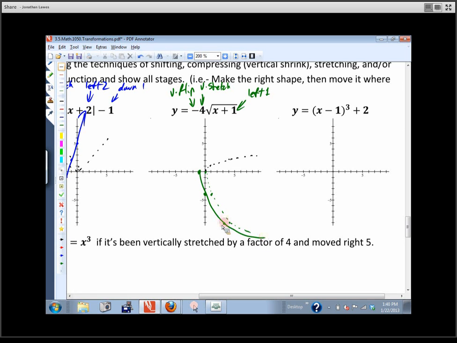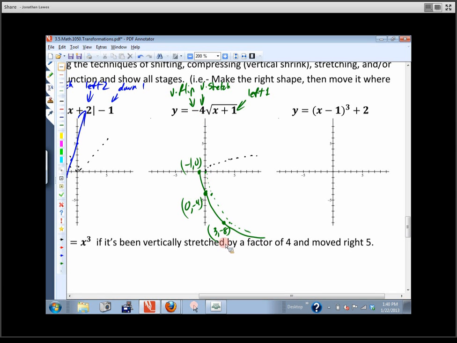Now, identify this point, and this point. One of them is pretty darn easy. This one's negative 1, comma 0. What's this one? 0, comma negative 4. And this one? 3, comma negative 8. Okay, watch. Let's plug in a 3. First thing we do with the 3, add 1 to it. Square root of 4 is 2. Times it by negative 4, negative 8. That point is on the graph.